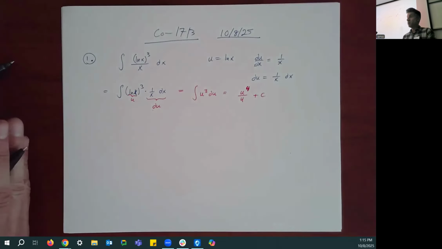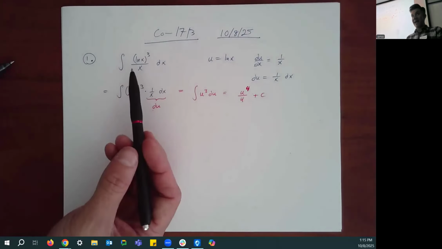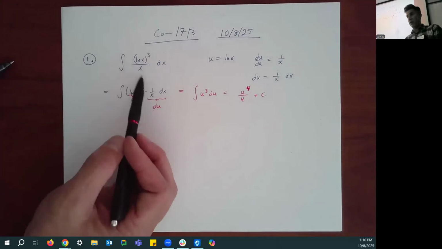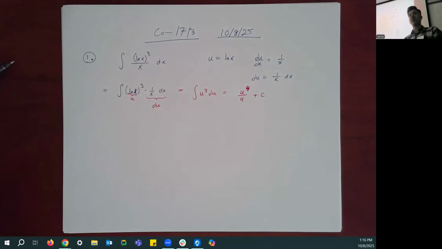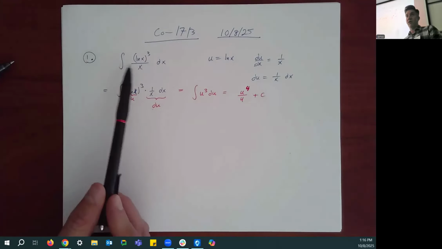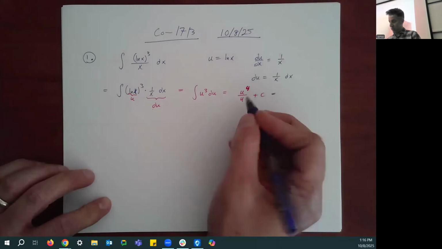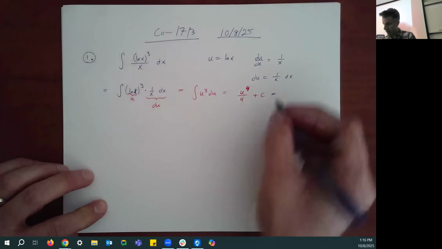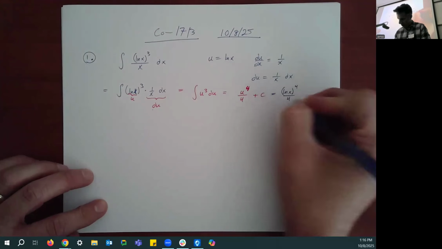We're not done, right? Our initial question was to find the antiderivative of natural log of x cubed over x, or the indefinite integral. Our answer should be a function, and it should be a function of the same variable that we started with. So if you're doing an indefinite integral and you're starting with x, you have to end with x. So we're going to rewrite this by just replacing u with the natural log of x as the natural log of x to the fourth divided by 4 plus c.